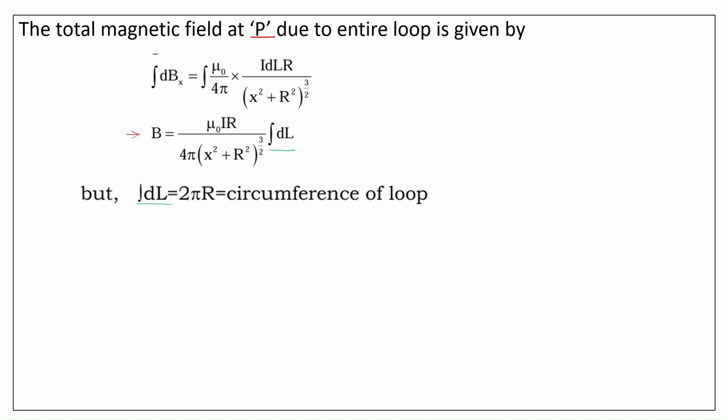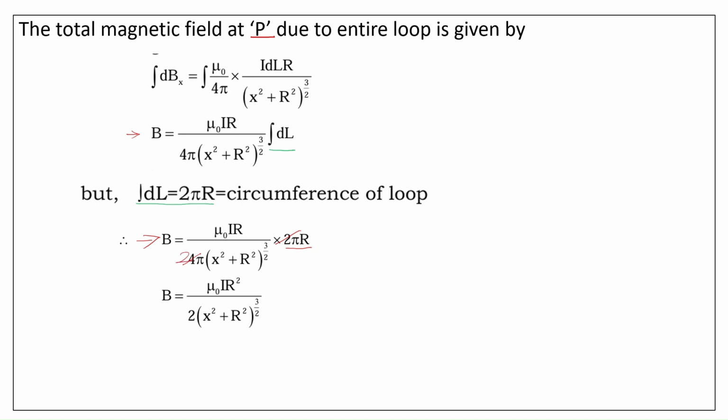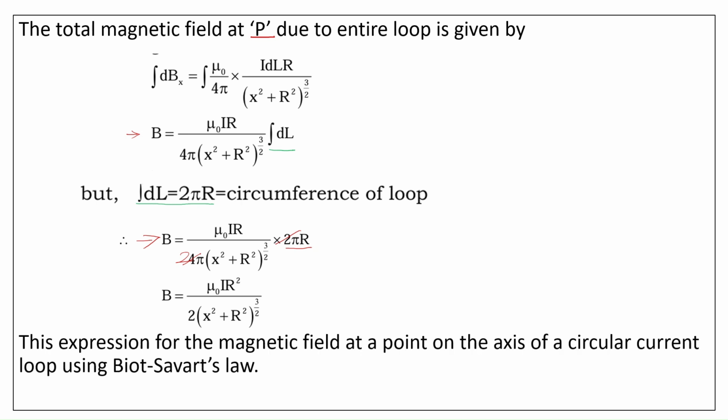But integration of dl is equal to 2 pi r, that is the circumference of the loop. Therefore, B is equal to mu naught I r by 4 pi into bracket x square plus r square to the power 3 by 2 into 2 pi r. On simplifying, B is equal to mu naught I r square by 2 into x square plus r square to the power 3 by 2. This is the expression for the magnetic field at a point on the axis of a circular current loop using Biot-Savart's law.